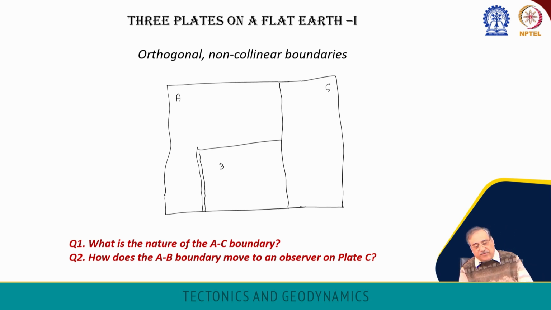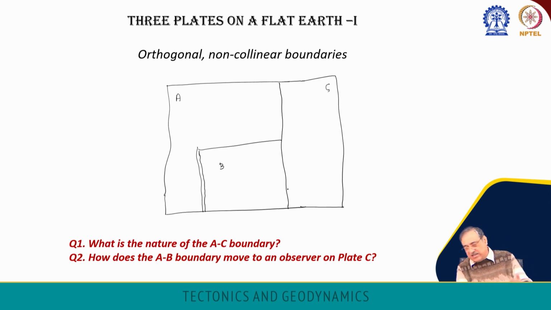Now, let us think of a system like this. We have a three plate system. We have plate A, we have plate B, and we have plate C. Now, these three plates have boundaries that are orthogonal, but these boundaries are different. So, the boundary between plates A and B here and the plate A and B boundary here are different. They are orthogonal to each other. The boundary between plates A and C is along this line, and while it is not completely correct, the boundary between plates B and C is also along this particular line.